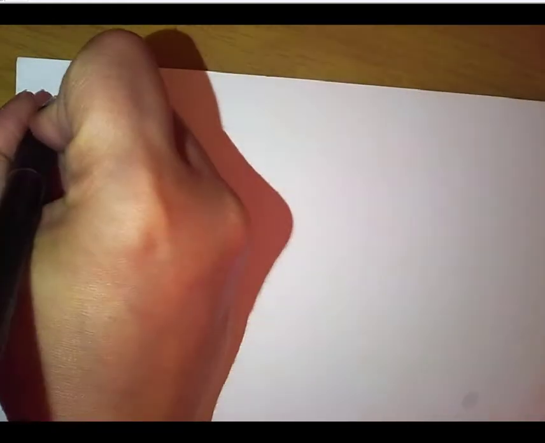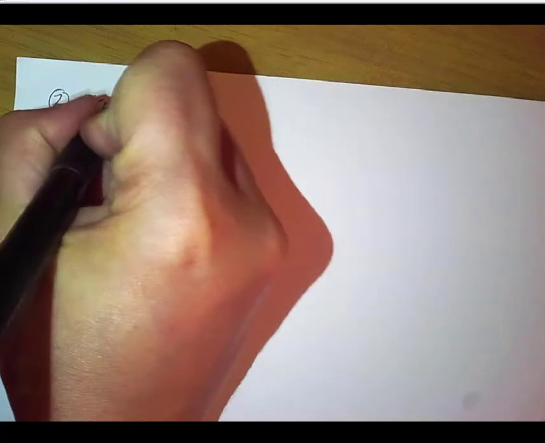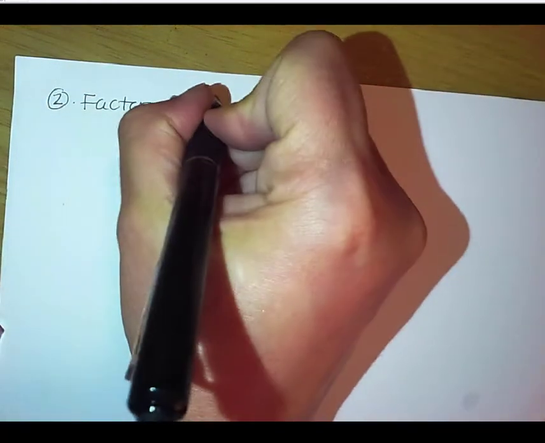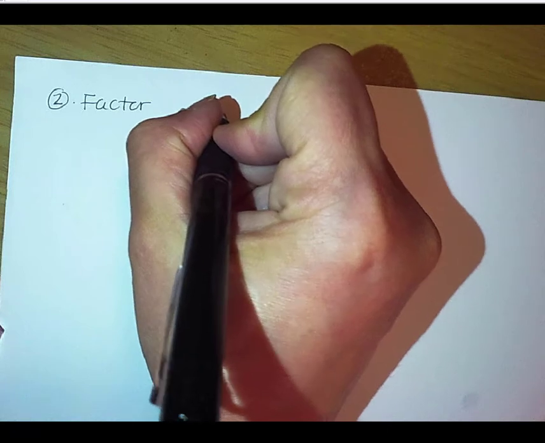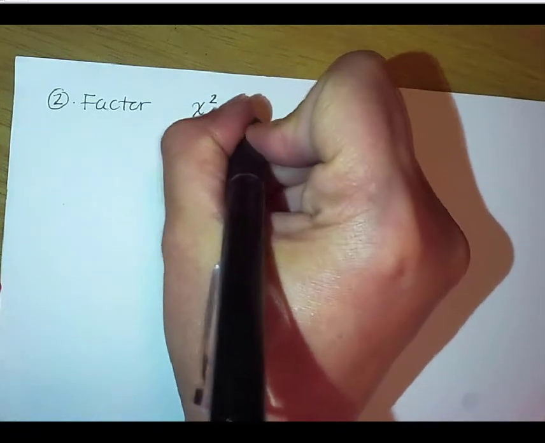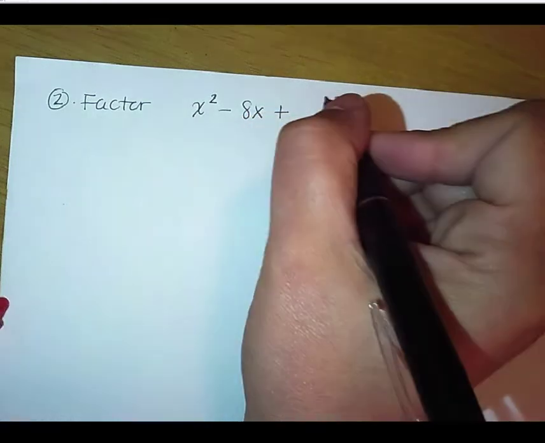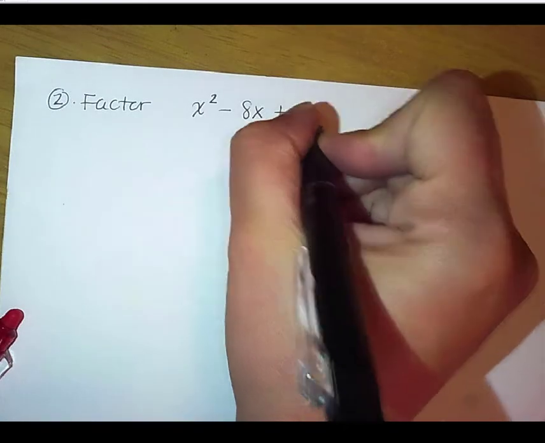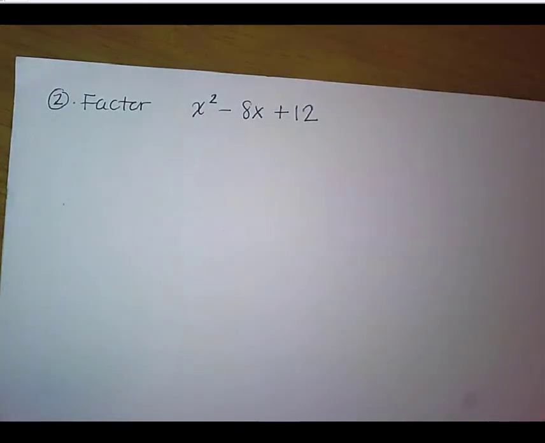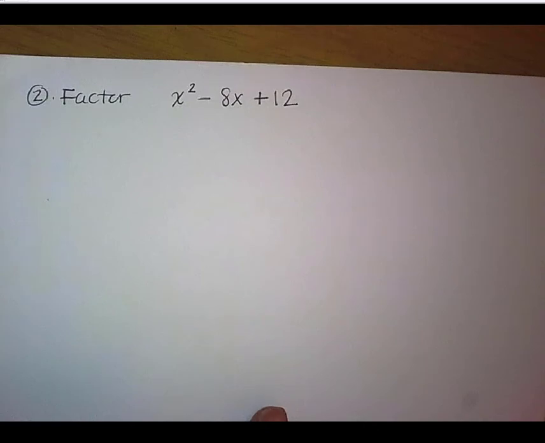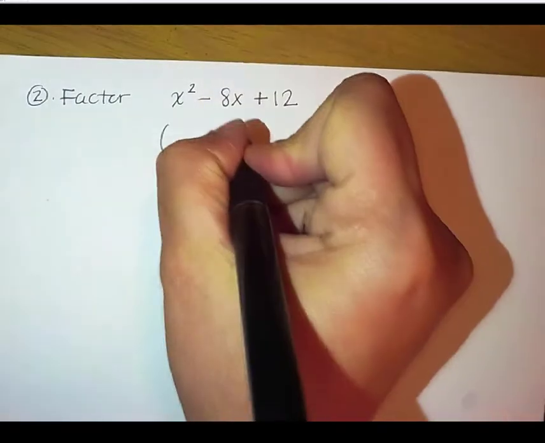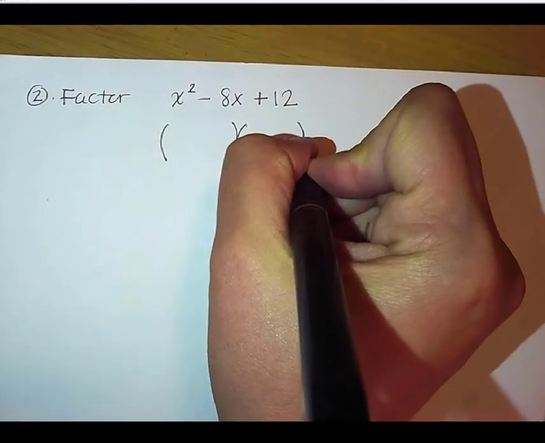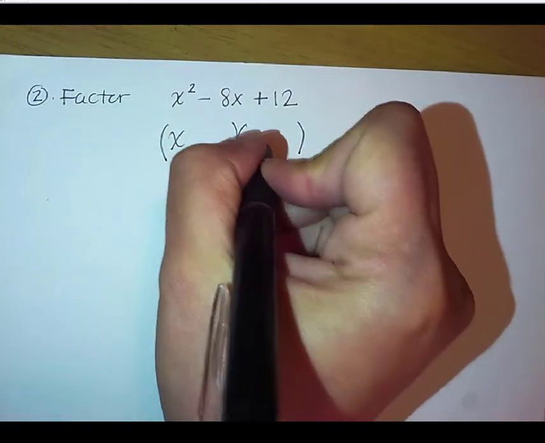So let's look at what happens when I want to factor and my middle term is negative. So let's do x squared minus 8x. But I still have a positive on the end, so how about we do 12. Okay, so we have x squared minus 8x plus 12. Again, we can go ahead and draw our parentheses. We know that's going to be in our answer. We also know we're going to start off with an x on both of those.